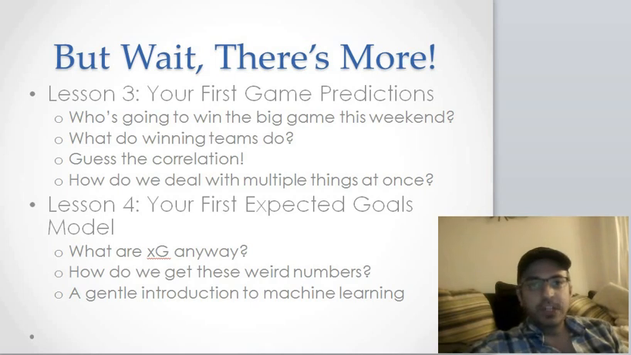What are expected goals anyway? What does it mean? You hear a lot on Twitter. Michael Cayley and a number of other people do these expected goals models. What are they? What do they look like?